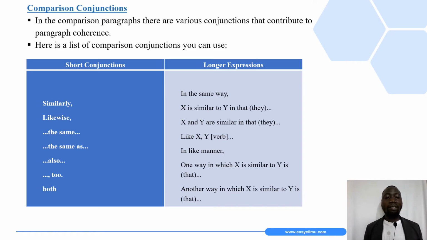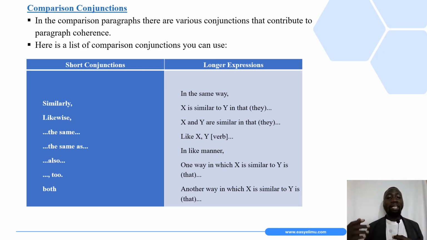two things are, number one, the short conjunction similarly, we have likewise, we have the same, we can also use the same as, we can use also. There is also the short conjunction too, and the last example that we have is both. There are also longer expressions that can be used. For example, in the same way, X, for example, is similar to Y in that, then another one is X and Y are similar in that maybe they share one thing in common, or in like manner, etc.